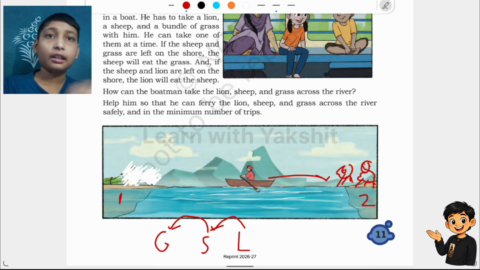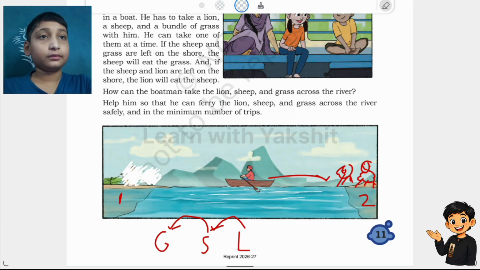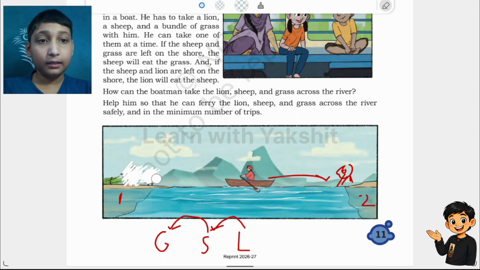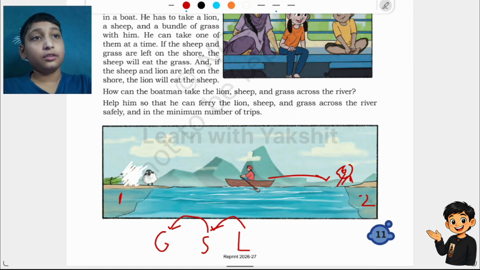You may think, the lion will eat the sheep, so there's an obvious solution. Just bring the sheep back. You just take the sheep, bring him here, and you may think the sheep will eat the grass. No. Then we'll take the grass.